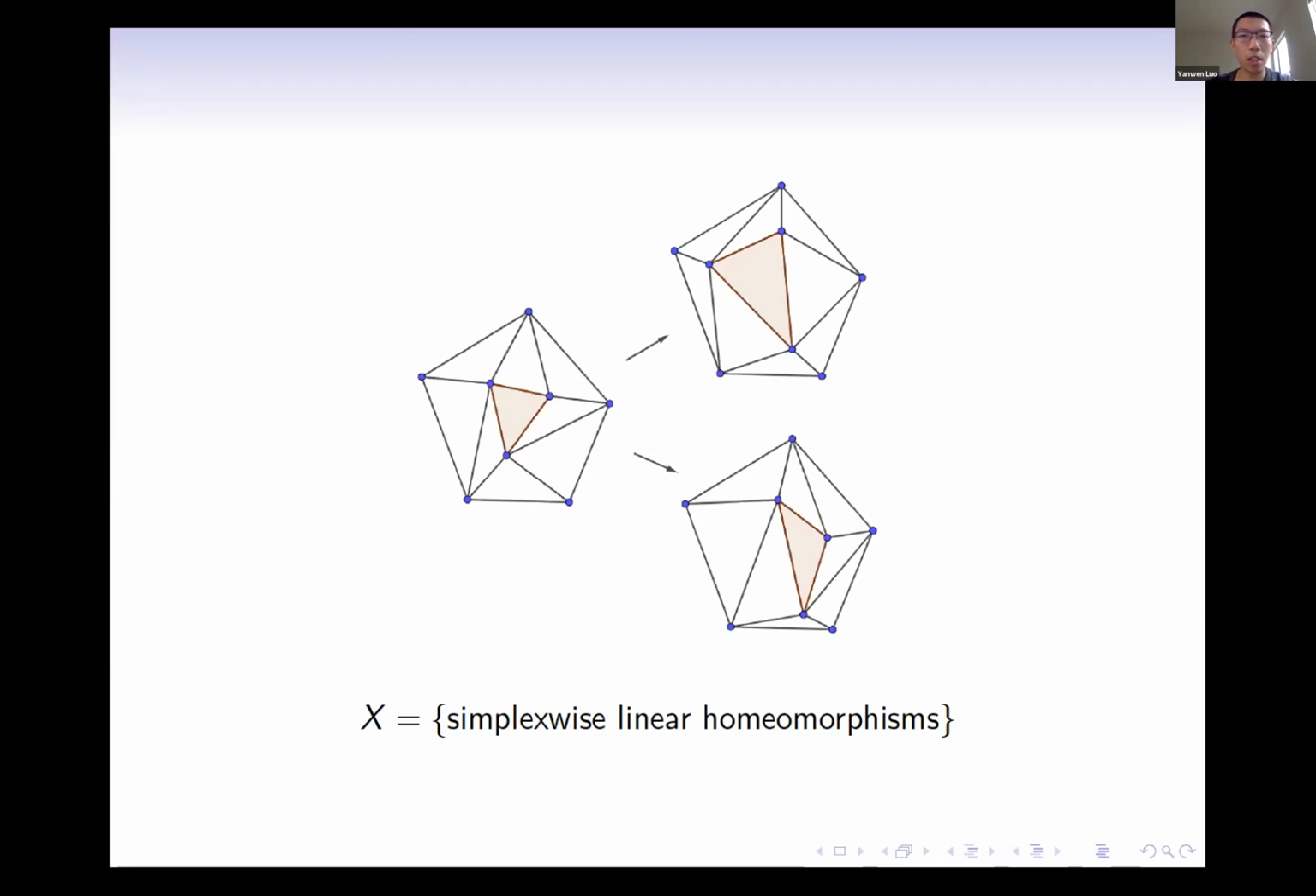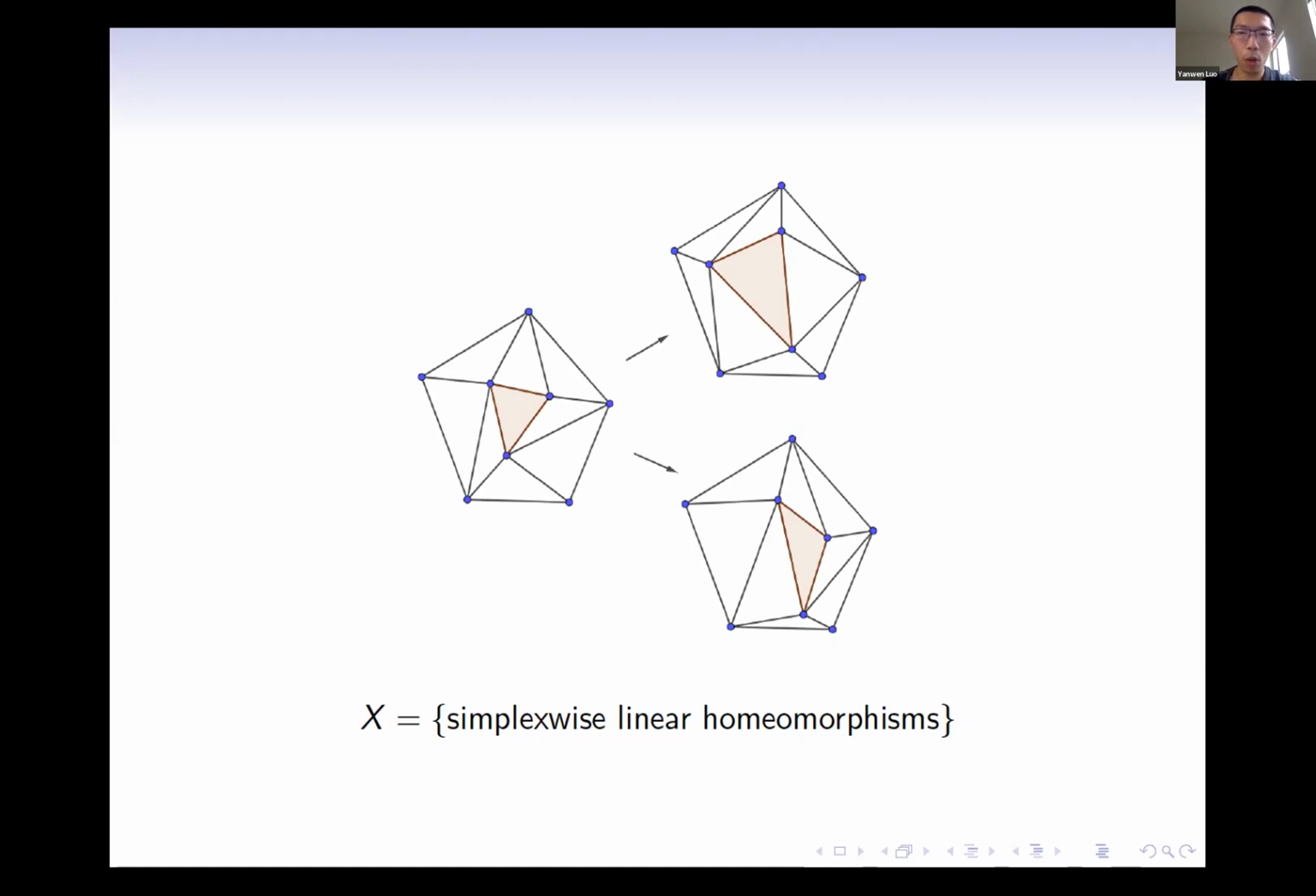Each such map is called a simplex-wise linear homeomorphism. We're going to assume that we have a fixed triangulation for this disk, and those simplex-wise linear homeomorphisms are going to fix the boundary. Since it is simplex-wise linear, the image of this simplex-wise linear homeomorphism will always be a straight line embedding of the one-skeleton of this triangulation.